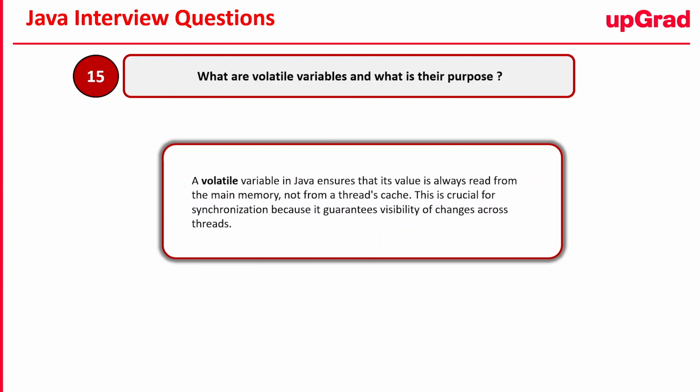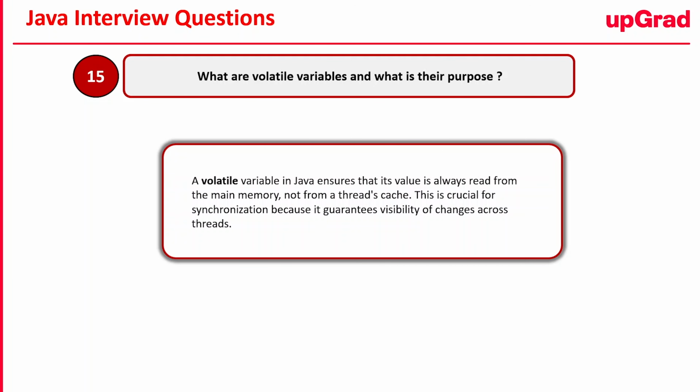So the key factors include, it's a field modifier, it improves thread performance by preventing caching. Then volatile variables cannot cause a thread to block while waiting, and they are not subject to compiler optimizations, ensuring consistent behavior across threads. So this ensures that threads always have the most up-to-date value of the variable. So this was about the volatile variables and their purpose.